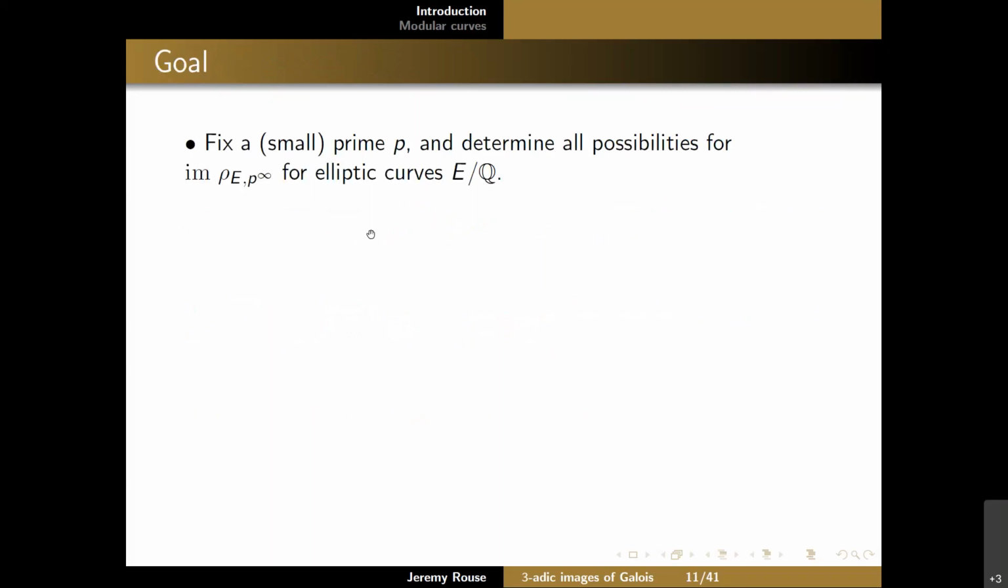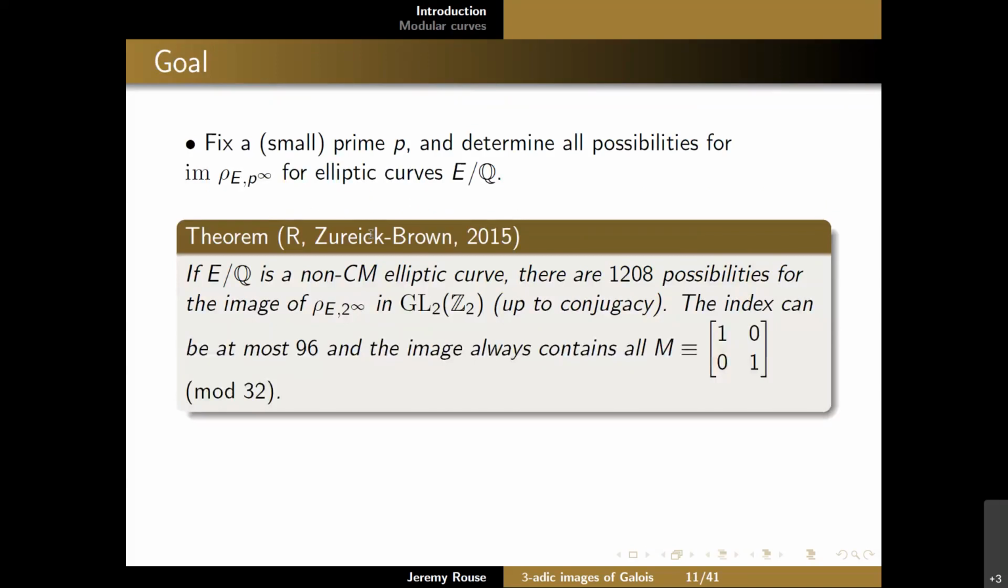So we're interested in fixing a small prime p and determining all the possibilities for the image of rho EP for elliptic curves over Q. I worked on this with David Zywina-Brown, and in 2015 we wrote a paper classifying the image of the 2-adic Galois representation for non-CM elliptic curves over Q. And there are a disturbingly large number of possibilities. There are 1,208 possibilities for the image of rho up to conjugacy. The index can be at most 96, and the image of the 2-adic Galois representation always contains all matrices congruent to the identity mod 32.